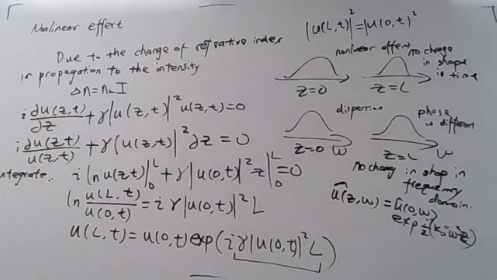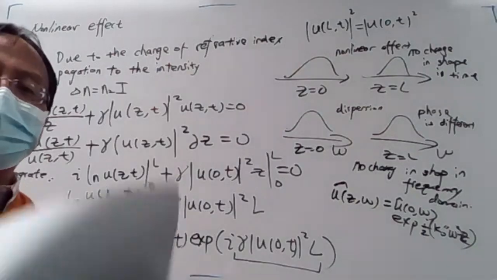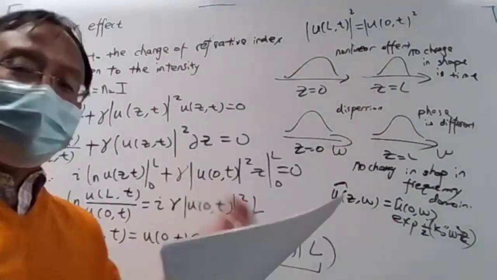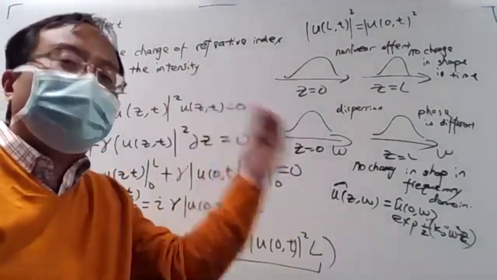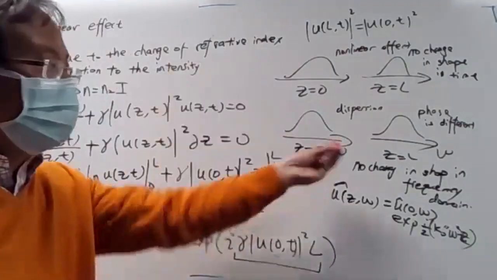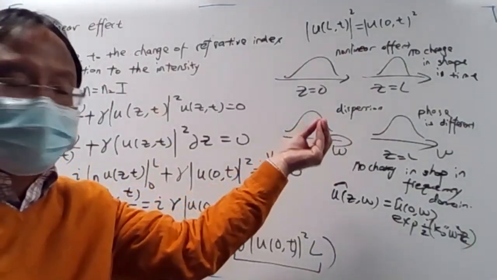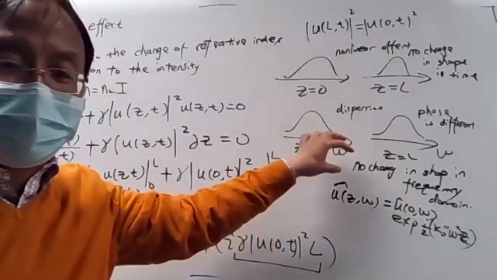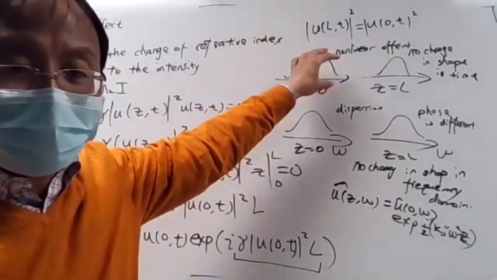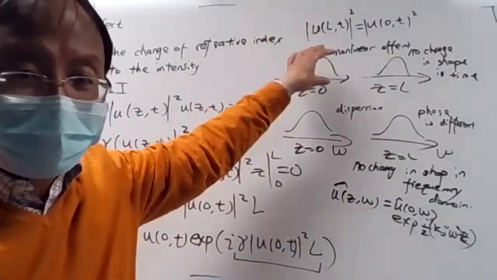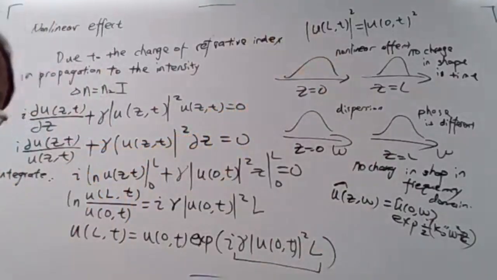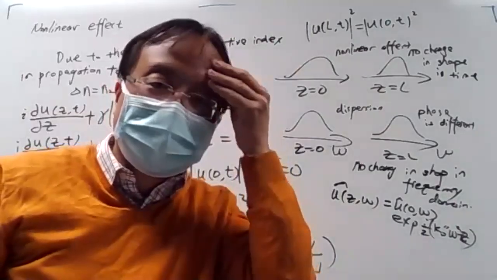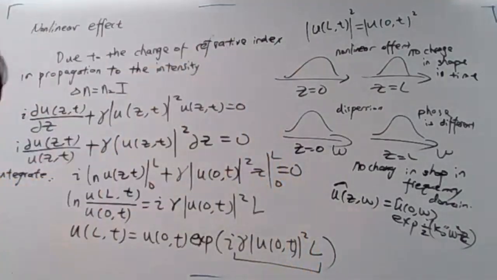It's kind of like two opposite beasts. One makes a change in the frequency domain through dispersion, but doesn't add phase in the frequency domain, though of course in the time domain it will change the shape. Here we add the phase in the time domain with no change in the shape, but it will change the shape in the frequency domain. That's the basic characteristic of the nonlinear effect and the dispersion effect. Any questions?